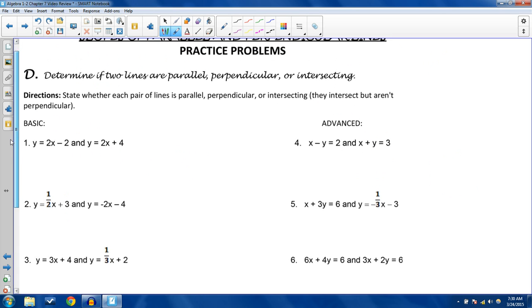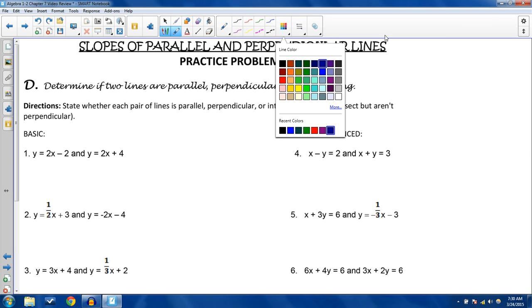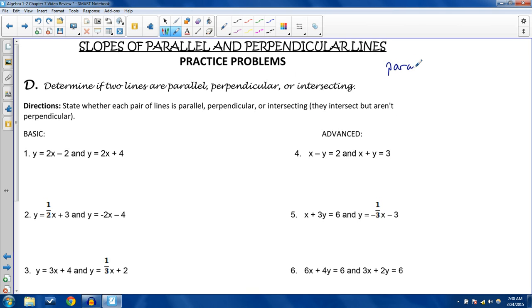Okay, determine if two lines are parallel, perpendicular, or intersecting. Let me just give you the bare bones notes to this as we talk about it. Parallel means same slope. Perpendicular means opposite reciprocal slope.